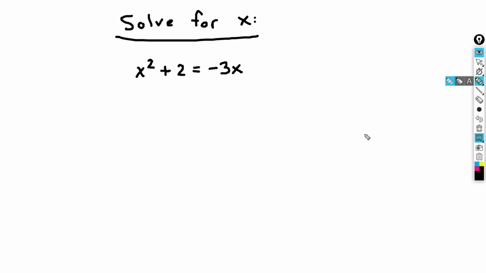Okay, in our next example, we're going to solve for x again. We've got x squared plus 2 equals -3x. We want to get one side of the equation equal to 0, so I'm going to add 3x to both sides of the equation.